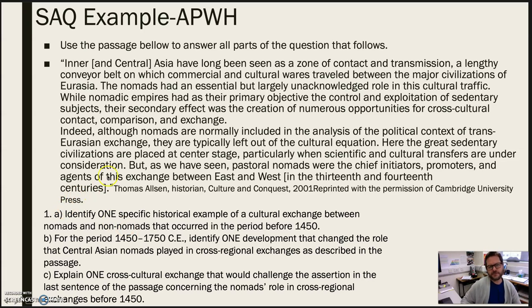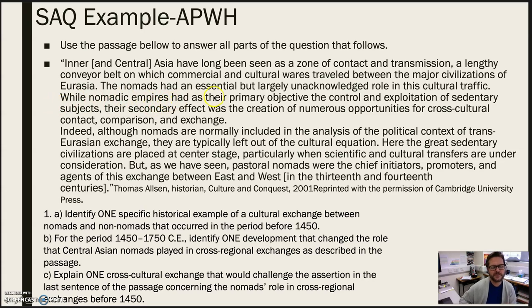So use the passage below to answer all parts of the question that follows. Inner and Central Asia have long been seen as a zone of contact and transmission. Transmission being the key word here. A lengthy conveyor belt on which commercial and cultural wares traveled between the major civilizations of Eurasia. What are we really talking about here? The Silk Road. The nomads had an essential but largely unacknowledged role in this cultural traffic. While nomadic empires, who comes to mind when you think of nomadic empires in Asia? Right, we think of the Mongols. It's the first thing that comes to mind.